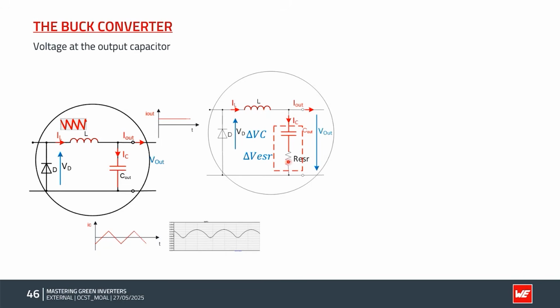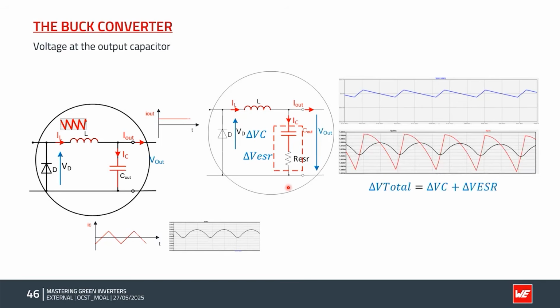So we'll apportion that overall ripple to these 2 components, one associated with the delta VC, the capacitor side of things, and one associated with the ESR. And that's what you see in the simulation results as delta V total. So in black, you will see the delta VC. In red, you will see the delta V ESR. And that's the overall contributions of the different portions.